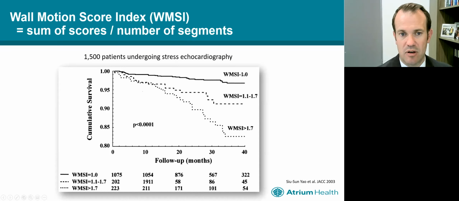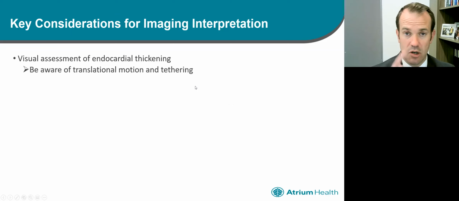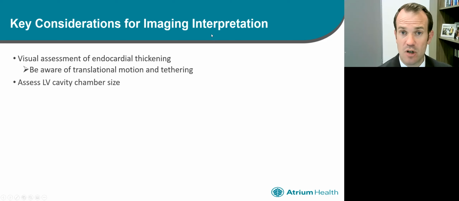You can see here in this study of over 1,500 patients who underwent stress echocardiograms that if you have a wall motion score index of 1, your outcome is excellent. As your wall motion score index increases, your outcome does get worse. Key considerations for imaging: we really want to look at both endocardial motion and thickening, as we said before, and we need to be very careful of translational motion or tethering of the walls. We want to look at LV chamber size, both at rest and with stress, to look for transient ischemic dilation.